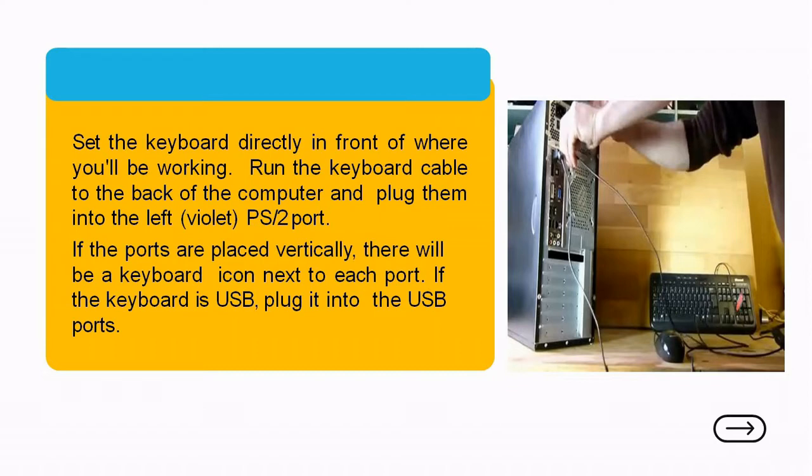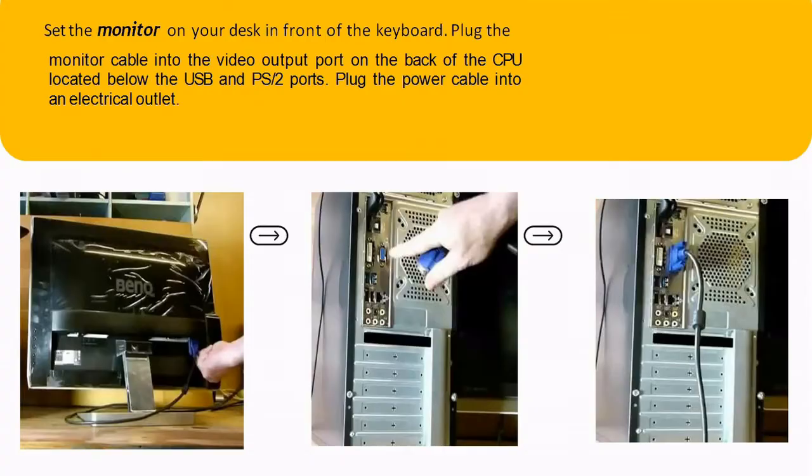How to connect a monitor? Set the monitor on your desk in front of the keyboard. Plug the monitor cable into the video output port on the back of the CPU, located below the USB and PS2 ports. Plug the power cable into an electrical outlet.